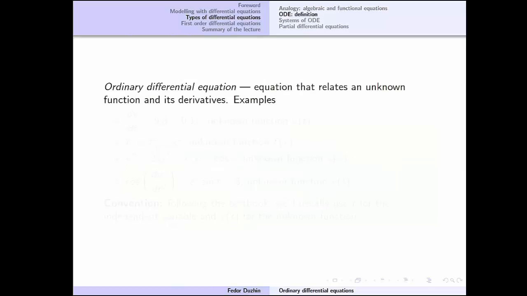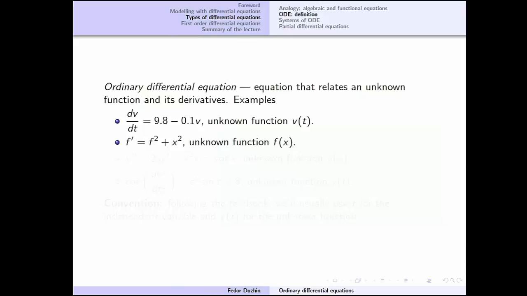An ordinary differential equation is an equation that relates an unknown function and its consecutive derivatives of just one variable t. Here are a few examples. Here the unknown function is v of t, and the equation relates its first derivative to the function itself. Here the unknown function is f of x, the independent variable is x, and here is the equation.